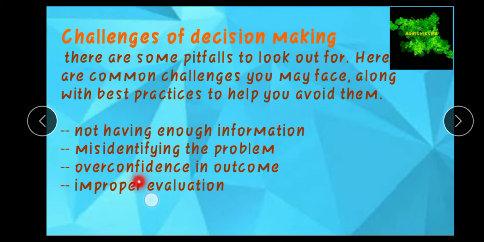Third thing is the overconfidence in outcome. We should be confident and courageous to take the decisions. Last thing is improper evaluation. Whatever the evaluation we do in the alternatives, that should be done in proper way. So these are the problems that we can face while taking decisions.